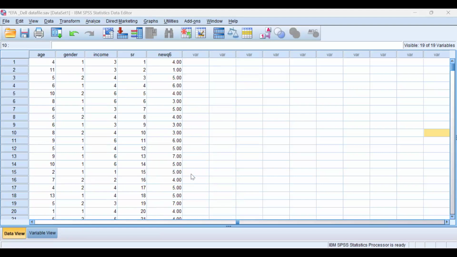So now if you look at the rotated component matrix, the value does not change. The new Q6 value remains the same. However, the negative sign has disappeared. Clear? Any doubts so far?